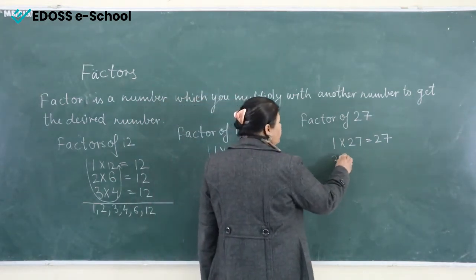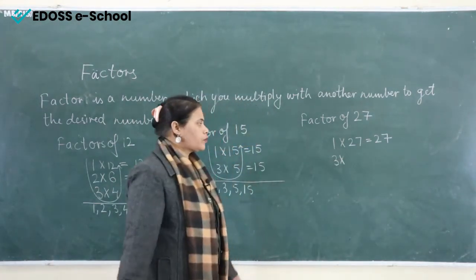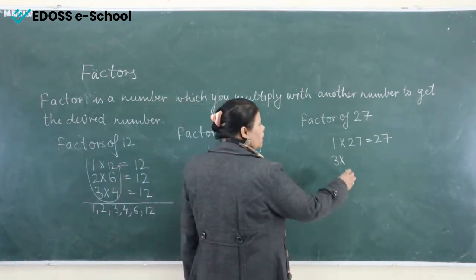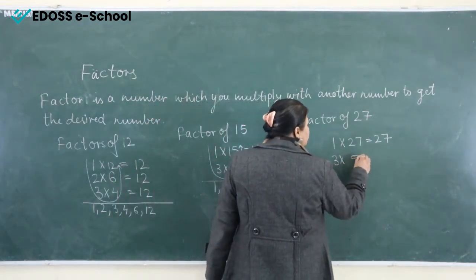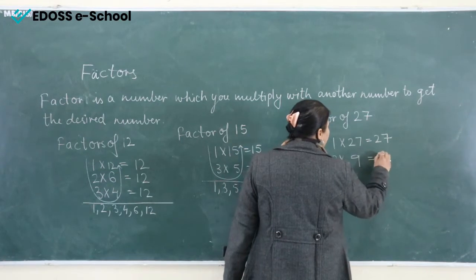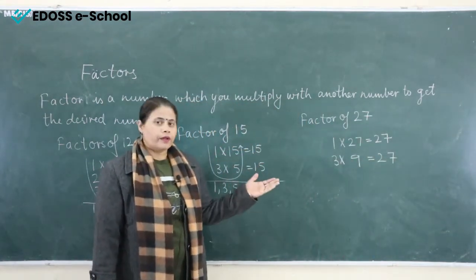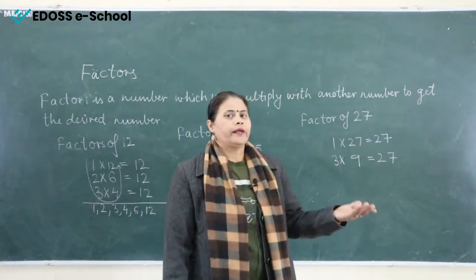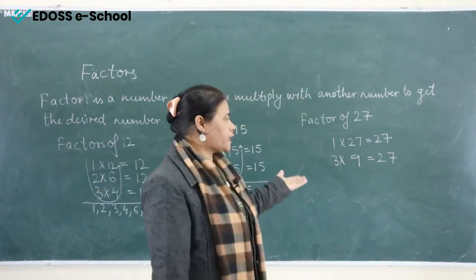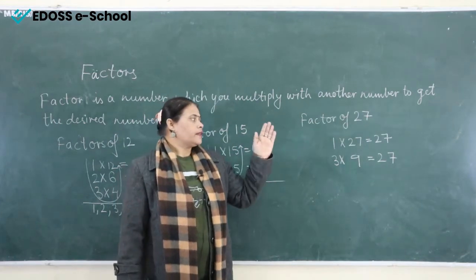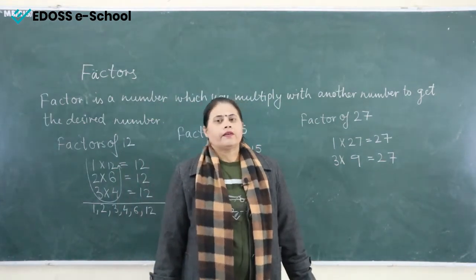So 3 multiplied by what number to get 27? It means 3 multiplied by 9. 3 nines are 27 is the answer. After the 3, in the table of 4, 27 will not come. In the table of 5, again 27 will not come. In the table of 6, 27 will not come. In the table of 8, again 27 will not come.